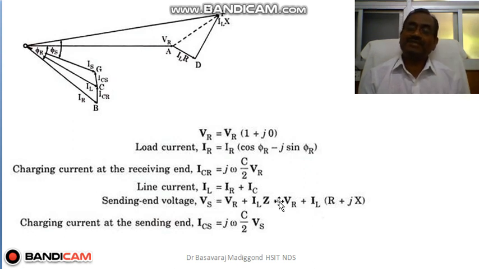So you will get the efficiency. Efficiency is equal to output power divided by input power. Output power is VR IR cos phi r. What is the input power? Divided by VR IR cos phi r plus IL square R. That is the efficiency. So this is how we can calculate the performance parameters.